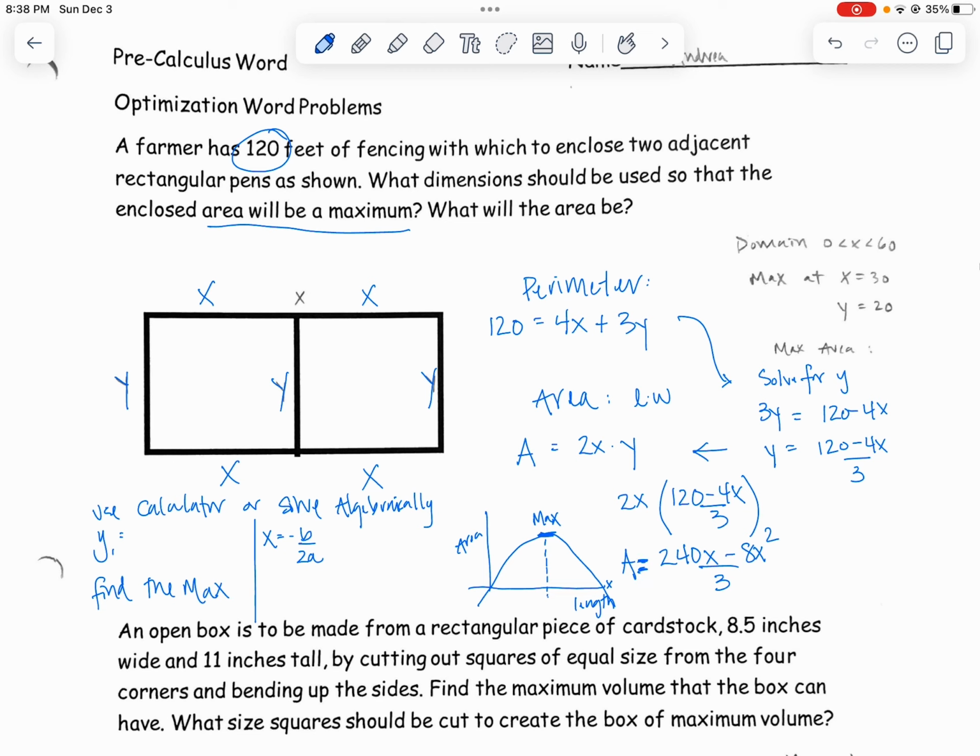And then what we're going to do is type this into the calculator. We have to fiddle around with the window, and here's what we want if you're doing this on the calculator. A domain where the x's go from 0 to 60. The x min would be 0, the x max would be 60. And what I find when I get the window right is that I have a maximum at x equals 30. And so what I need to do then is plug 30 into one of my equations. 120 equals 4 times 30 plus 3y. Then I can solve for y.